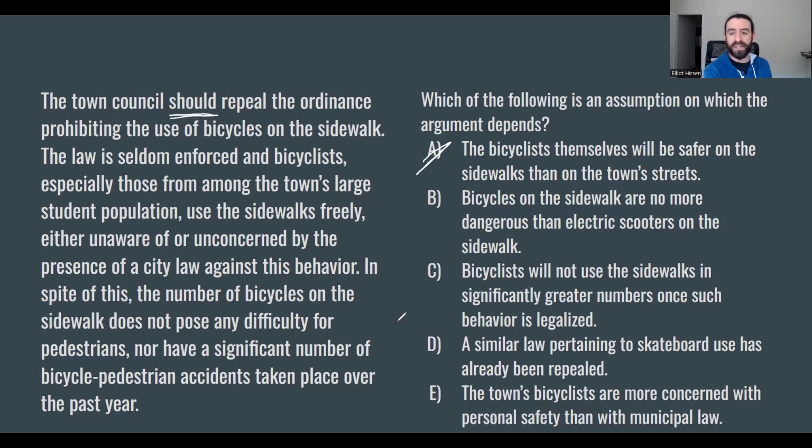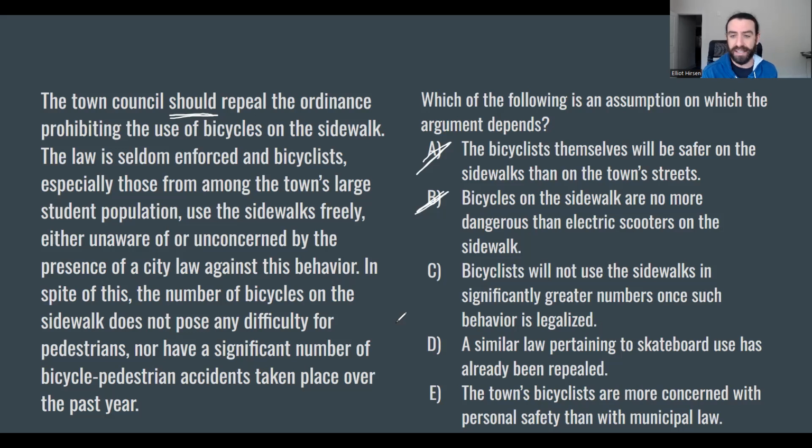B says bicycles on the sidewalk are no more dangerous than electric scooters on the sidewalk. Classic GRE wrong answer on paragraph argument. It brings in some brand new terms, the electric scooters in this case, that really don't have anything to do with what we were talking about in the passage. So comparing against electric scooters, certainly not required. That doesn't have to be true for the conclusion to follow. Let's eliminate that.